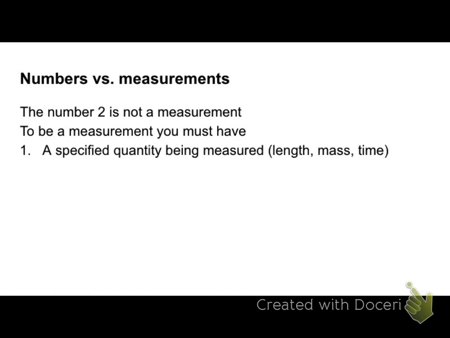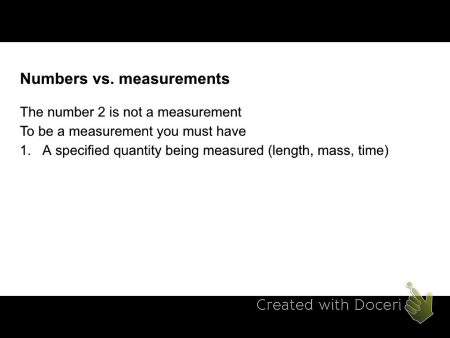So we'll start with what is a measurement, because if you ask someone what a measurement is, oftentimes they will just give you a number. However, if I simply wrote the number 2 down on a piece of paper and gave it to you, that would not qualify as a measurement. In order for something to be a measurement, you must have both, one, a specific quantity that you are measuring.